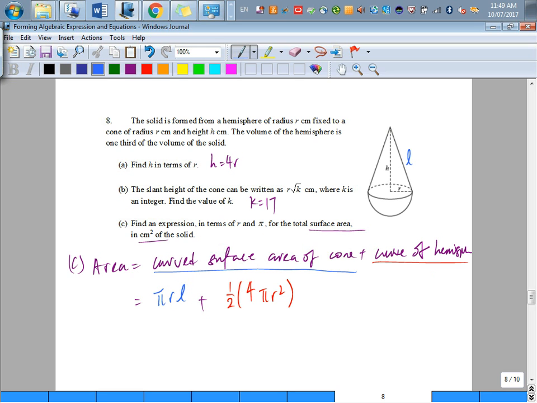And we know that L is given by r times square root k. So I'm going to replace this with r square root k, which is 17. So my answer is pi r square times square root 17 plus 2 pi r square. Then my final answer, as I factorize the pi r square out, I'm left with root 17 plus 2 times pi r square, and the units will be square centimeters.